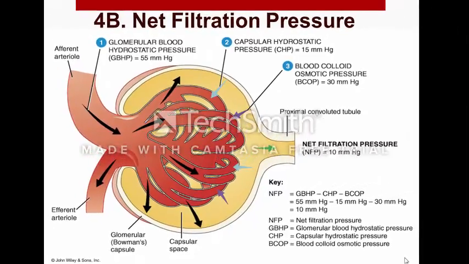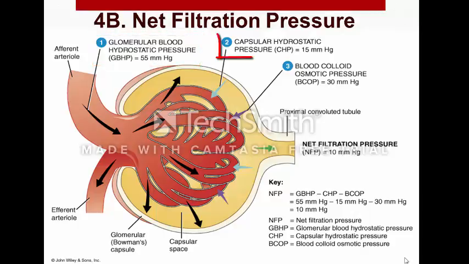Net filtration pressure refers to the total pressure which promotes filtration, and it's dependent upon 3 forces. Firstly, glomerular blood hydrostatic pressure. This is the hydrostatic pressure in the glomerular capillaries, and it's produced by the difference between the afferent and efferent arterioles. This is usually about 55 millimeters of mercury.